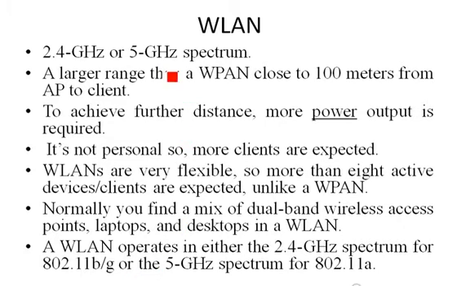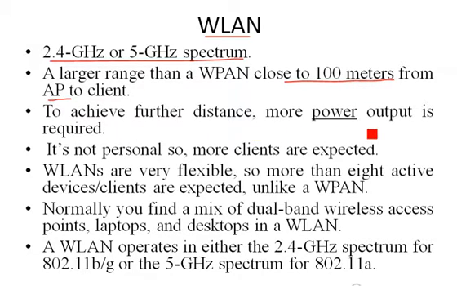Next we go to wireless LAN, wireless local area network. It operates in the 2.4 GHz or 5 GHz spectrum. So you have the choice to operate in either the 2.4 GHz or 5 GHz spectrum. It has a larger range than a wireless PAN, close to 100 meters from AP to client. AP means access point. In a wireless PAN you have about 20 feet, but here you have a distance of 100 meters, so it gives you more mobility.